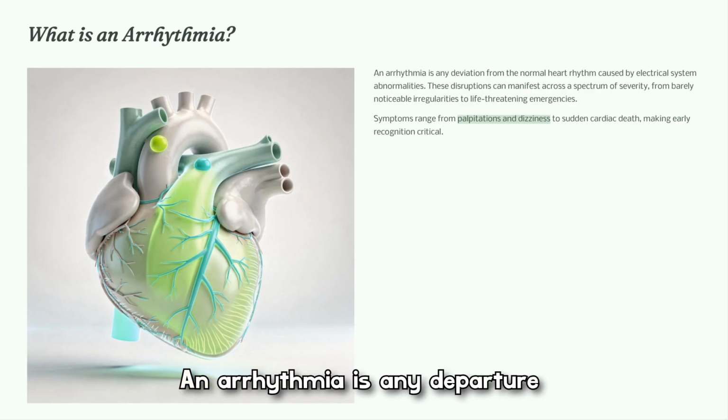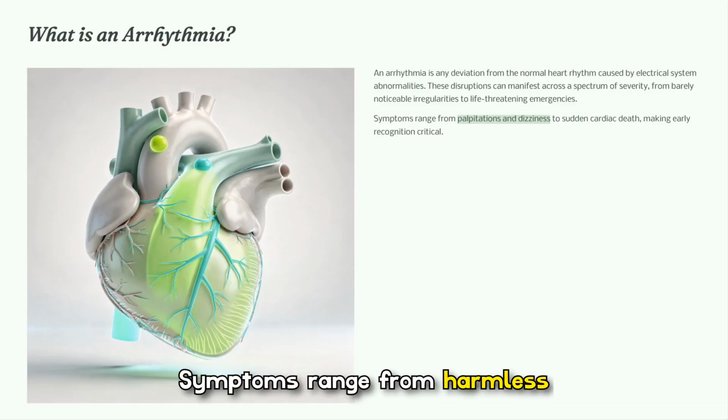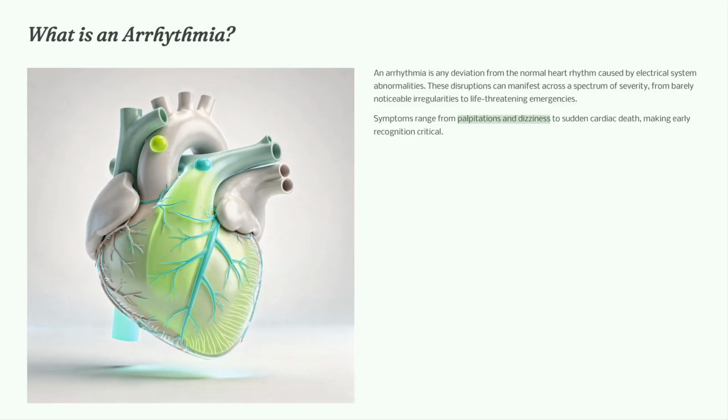An arrhythmia is any departure from the heart's normal rhythm caused by electrical disruption. Symptoms range from harmless palpitations to dizziness or sudden collapse, making early recognition important. This slide shows an anatomical view of the heart to help you visualize where those electrical problems can originate.